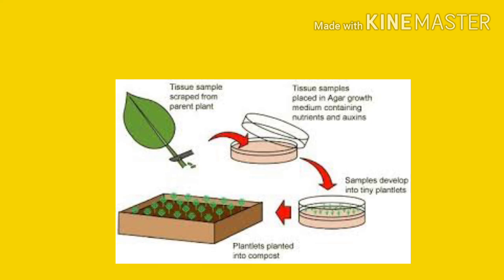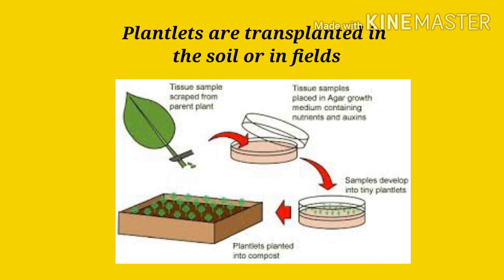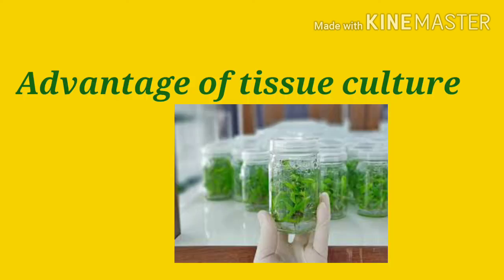Now when these plant hormones are provided to the callus, they promote differentiation, means they form the plantlets, which are the differential growth of roots and shoots. After 4 to 6 weeks, these plantlets are transferred to the soil in a pot, and finally these new plants are transplanted in the gardens or in the fields. So the advantage of tissue culture is that a large number of disease-free and high-quality plants can be grown in a short period of time.